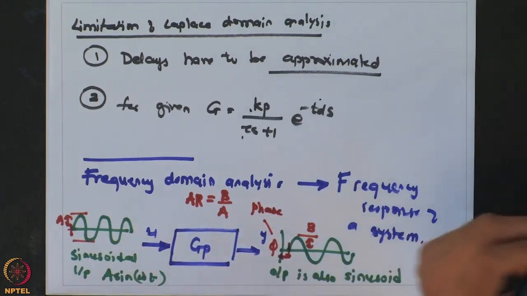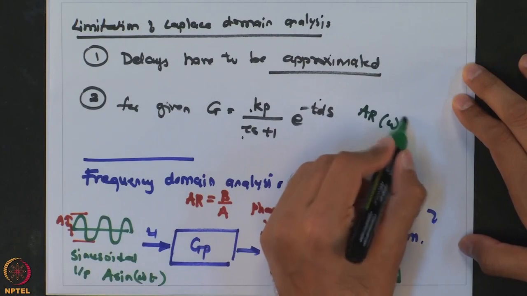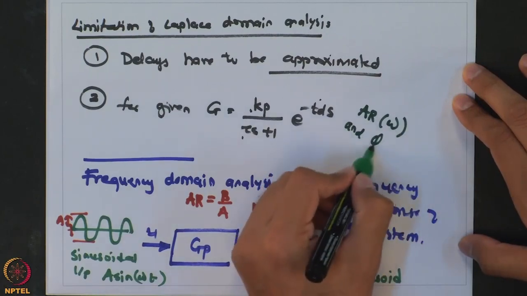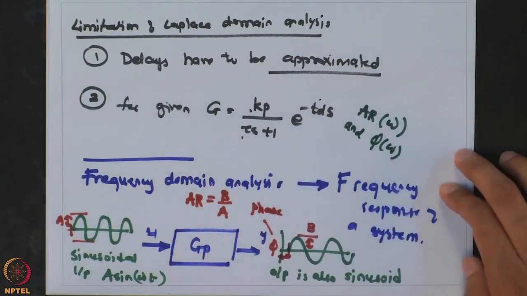And we will see later that both this amplitude ratio and phase are functions of frequency. So, when we talk about frequency response, what we are actually interested in is calculating AR as a function of omega and the phase as a function of omega. So, when we get this, that is known as the frequency response of a system.